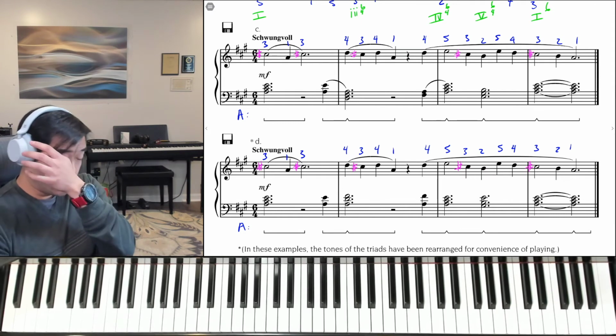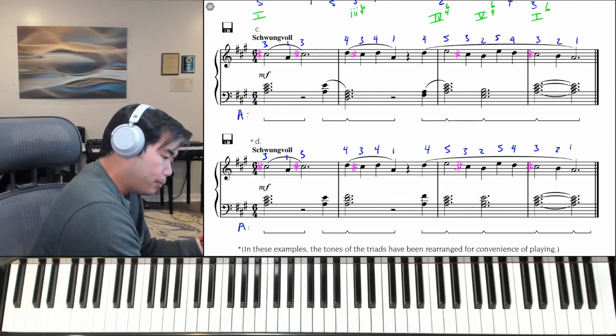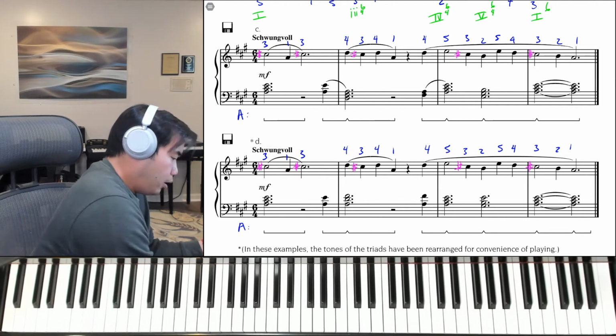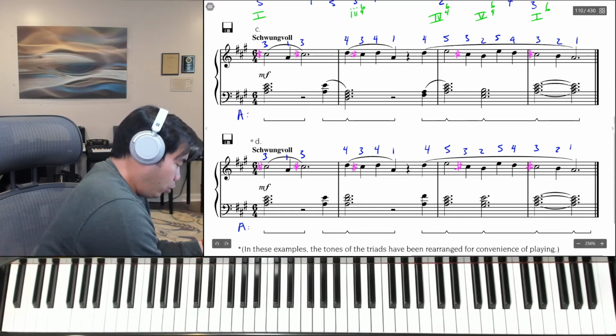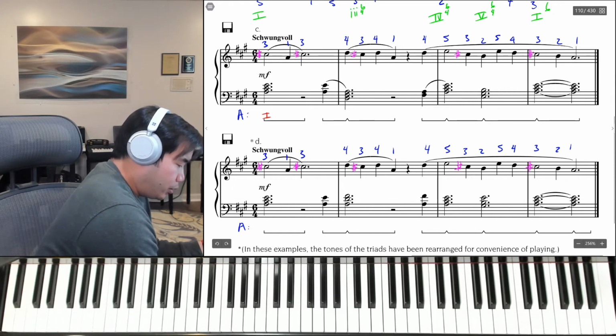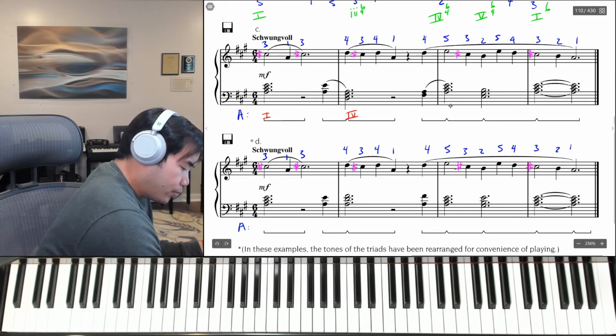Next, let's analyze the harmonies. Looking at the left hand, we have a 1 chord. Still a 1 chord, then it goes down to a 4 chord, D major. Still a 4 chord, then it goes back up to, and we can actually, this is actually still the 4 chord.